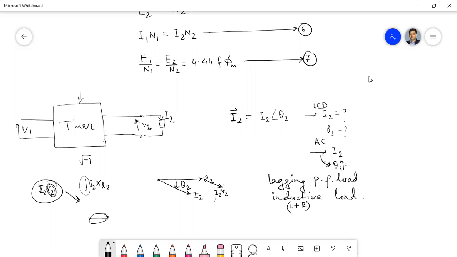That means it will create a 90 degree angle with this I2 phasor. Suppose this is the I2 phasor, it will create 90 degrees. Now from this point, you can draw 90 degrees on this side. As it leads I2, lead means anti-clockwise direction, so it will rotate in the anti-clockwise direction. Therefore, this will be your jI2XL2 term. So this j means 90 degrees.